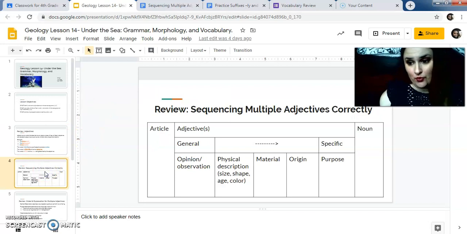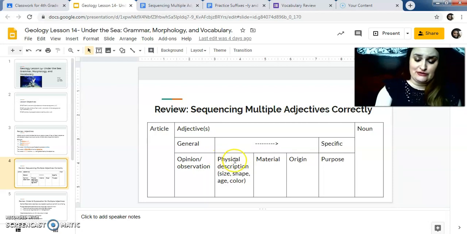Remember that when we have more than one adjective to describe a person, place, or thing, this is the order in which we do that. The article is either the, a, or an, or these, something like that. It always comes first, no matter what. So when you practice sequencing multiple adjectives, remember that the article always needs to come first, and the noun, the person, place, or thing, always comes last. Now, remember, too, this is the order. Opinion or observation goes first. So that's like good, bad, scary, exciting. Those are all opinion words. Something that is one person's point of view. It doesn't necessarily mean the point of view of everybody else.